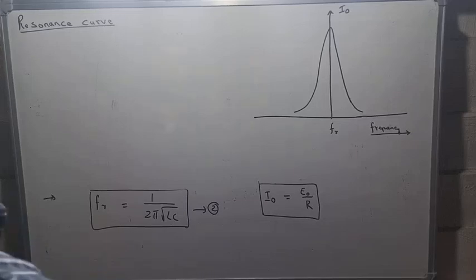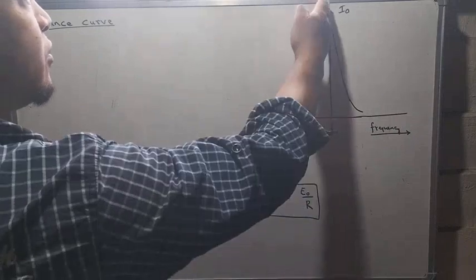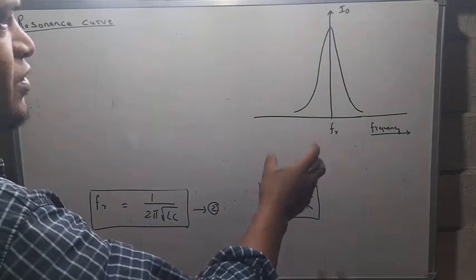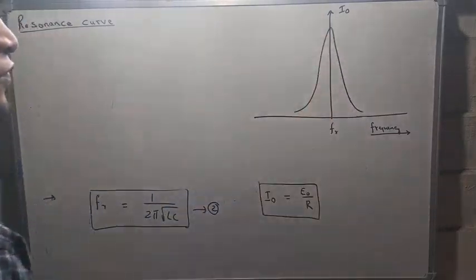Alright, here we will discuss the resonant curve. So what do we mean by resonant curve? Resonant curve is a curve between the current and the frequency. If you take frequency along the x-axis and current along the y-axis, then you will find the variations between the two, you'll get a curve like this.